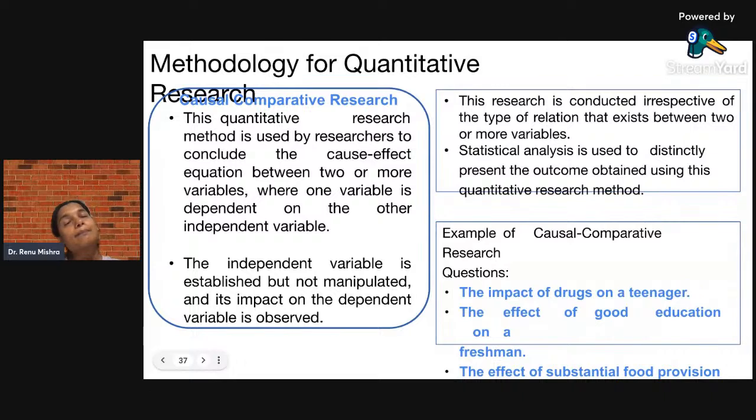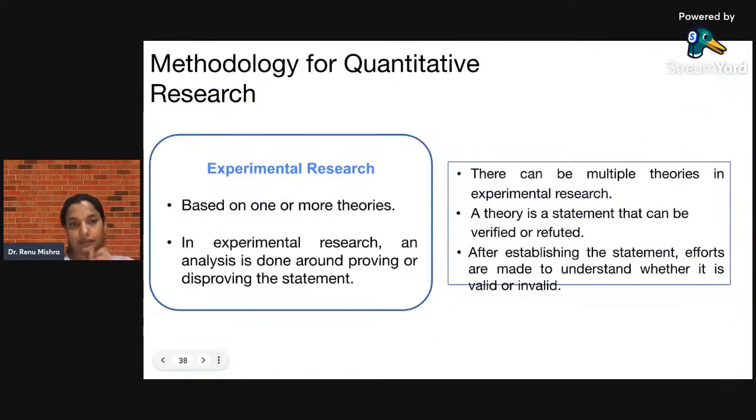Then there is causal comparative research. Basically, this kind of research tries to understand cause and effect: whether one variable is dependent on another or not, and what the impact on it is. For example, if somebody is getting a good education, what are the effects of that good education? This is the kind of analysis you choose in causal comparative research.